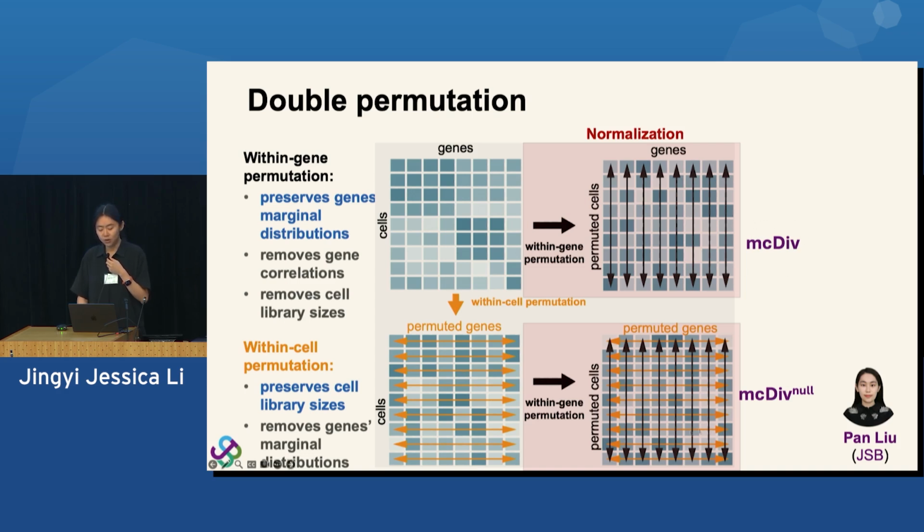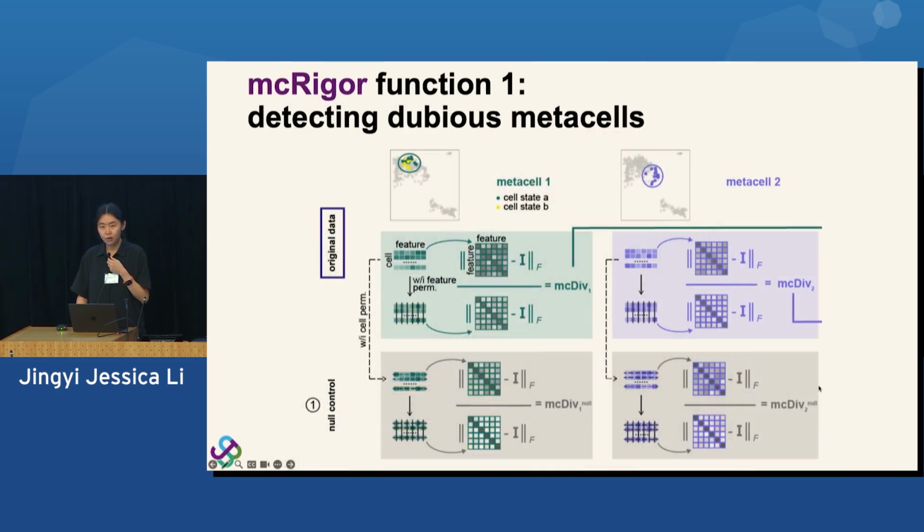Using the bottom row, we came up with a null value for the statistic. So now let me give you more details about our method. For one metacell, we look at the original data, calculate the gene-gene or feature-feature correlation matrix, and take its difference with the identity matrix. So we are interested in the off-diagonal entries, right? And we take the Frobenius norm to summarize the off-diagonal entries. This is the numerator. In the denominator, it is what we call the normalization factor.